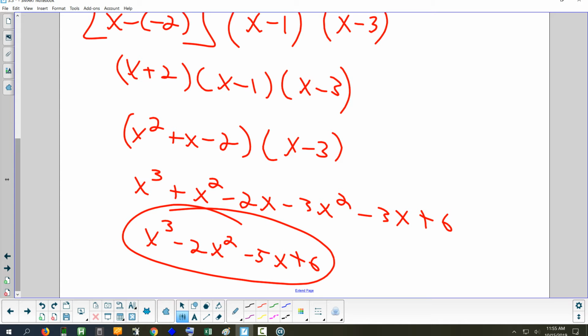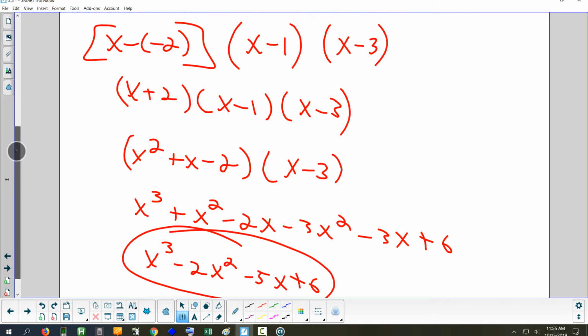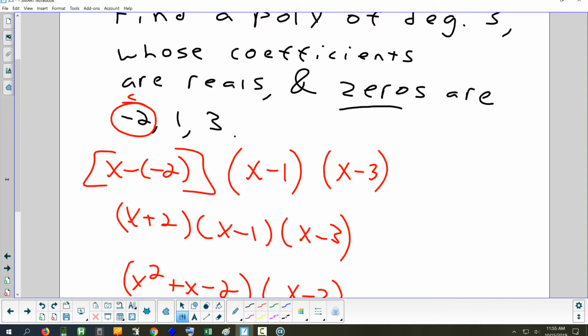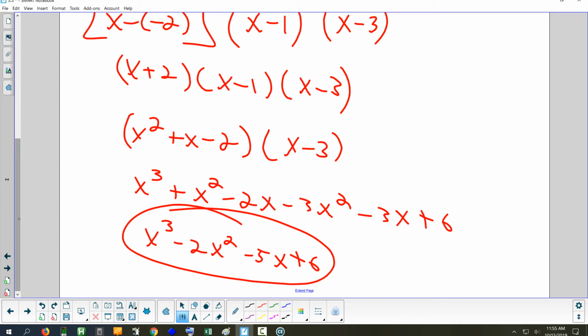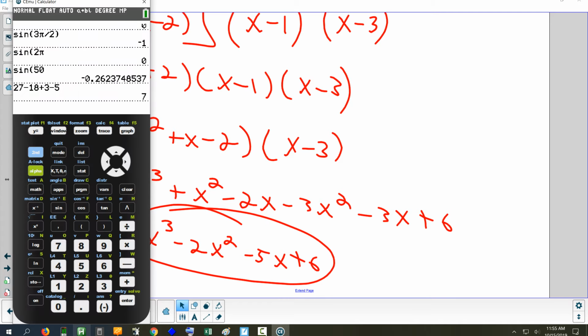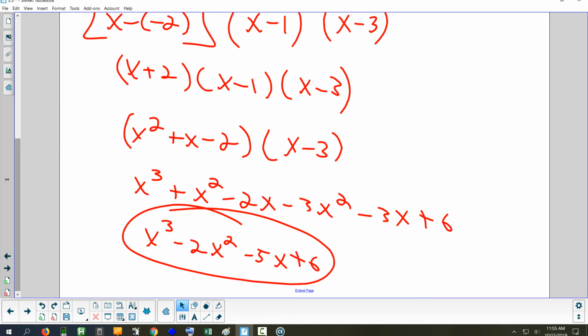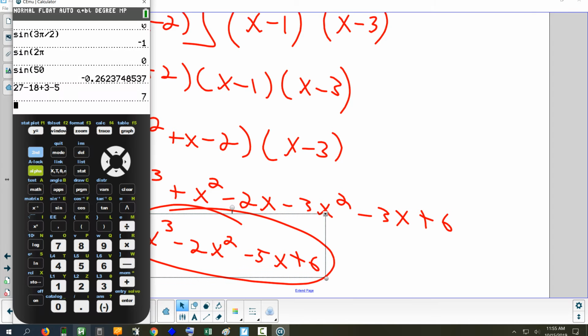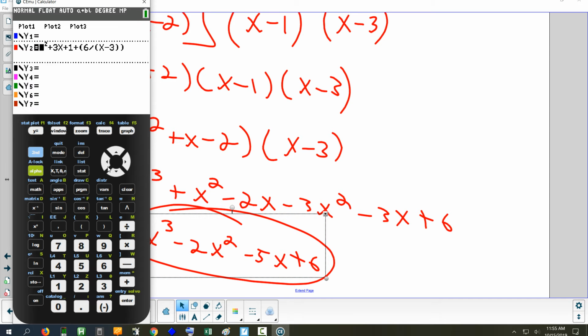Let's check it. Let's draw that on the screen. If we did this right, it should cross the x-axis at -2, 1, and 3. Perfectly. Okay. So this is how I would make a test question. If I already knew what I wanted the answers to be, I would do this. And now I would give you what's circled and have you work backwards and get the roots. I haven't taught you that part yet. That'll be later in the week. But let's check it. Also, x cubed minus 2x squared minus 5x plus 6.